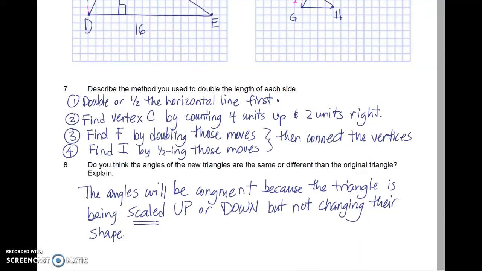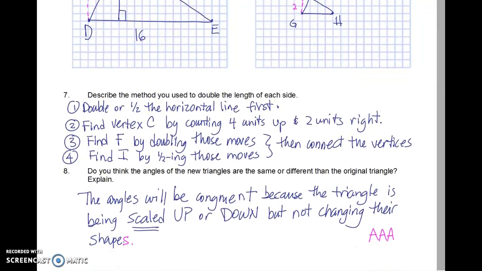And at number 8, those angles will be congruent because the triangle is being scaled up or down but not changing its shape. This is very similar to the AAA triangles, the angle triangles that you had last week, where you could make as many as you wanted to, big, small, large, in between, didn't really matter. Those angles were preserved.